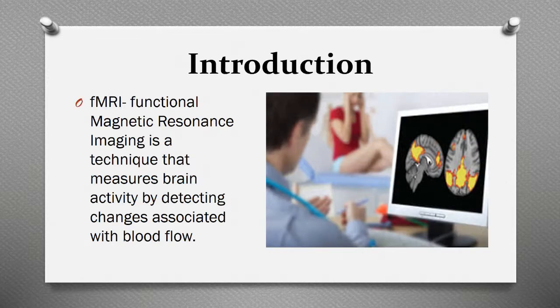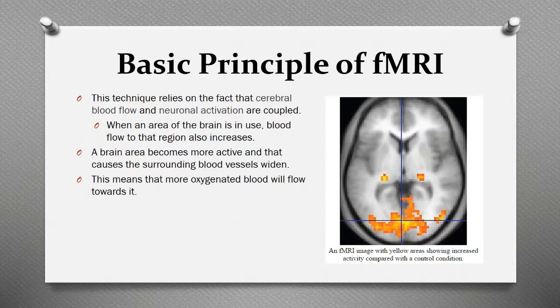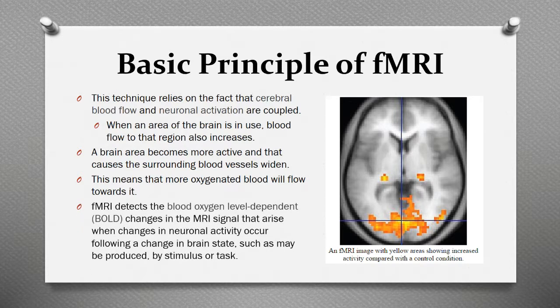Now the fMRI, back to the topic. The fMRI stands for functional magnetic resonance imaging. It measures the small changes in blood flow occurring with brain activity. It relies on the fact that the amount of blood that flows around the brain and its activity are directly related. When an area of the brain is engaged, the blood flow to that region also increases, which is oxygenated blood. The main concept here is the BOLD, which is an abbreviation standing for blood oxygen level dependent. The fMRI detects BOLD changes that arise when changes in neuronal activity occur.